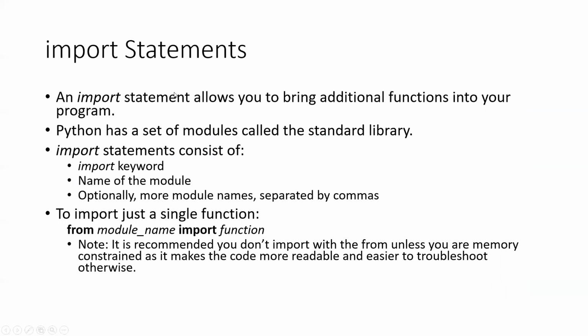All right, when we deal with import statements and you bring in additional functions, I'm going to wrap this up real quick. Python has a set of built-in modules in a standard library. You have to use the import keyword, then the name of the module. Optionally, for more modules, you can use comma-separated values. Remember that it's best practice to put each import on its own line. To import just a single function out of a module, you would say from the module name import that function.